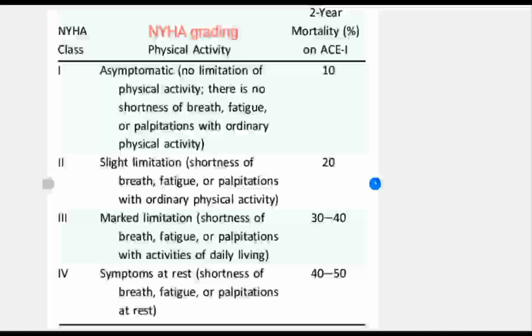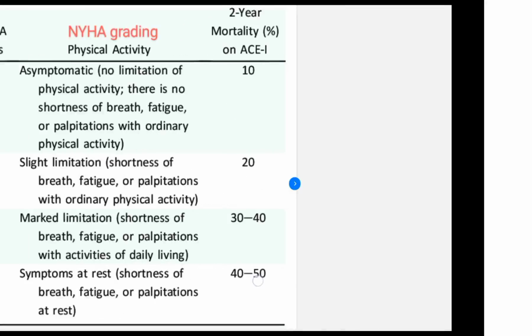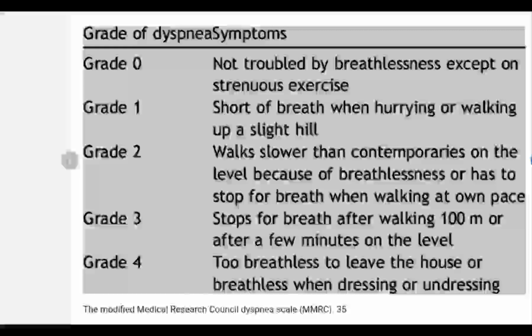Asymptomatic, फिर 1 वाला एसिम्टोमेटिक था, 4 वाला क्या है, 4 वाला रेस्ट पे भी सिम्टोमेटिक है, और बीच वाले में क्या आएगा, स्लाइट लिमिटेशन और मार्क लिमिटेशन. ठीक है. Next we have the MMRC grading.